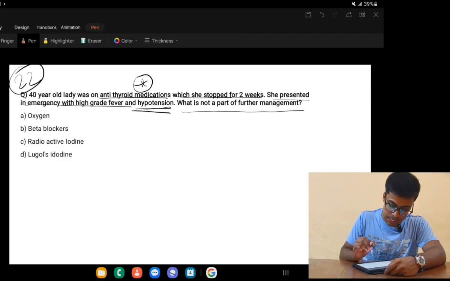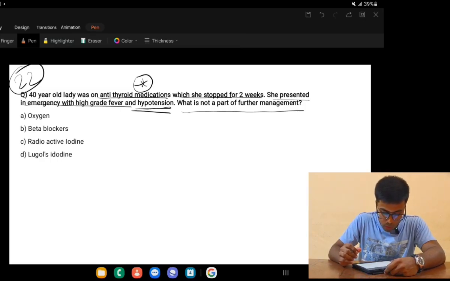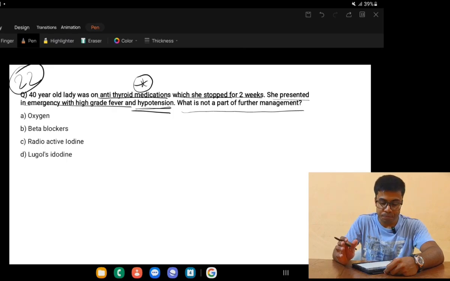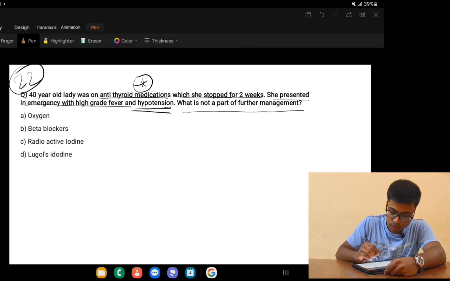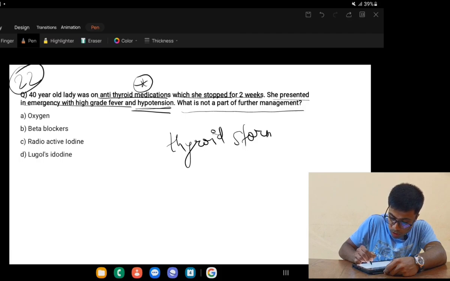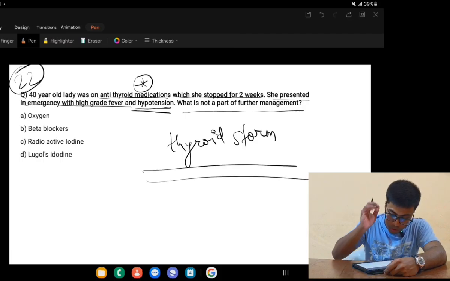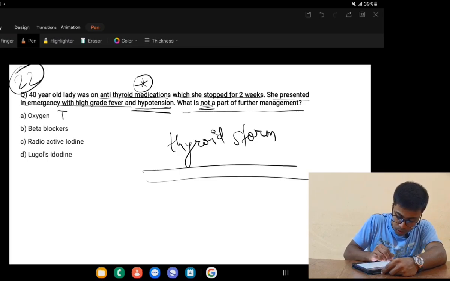Firstly, this is a pharmacology-related surgery MCQ. Why am I saying this is a surgery-related MCQ? Because they can ask this one step ahead question. So this is thyroid storm. In this case you should know the drugs, so which is not a part of it. Oxygen: do we give oxygen in thyroid storm cases? Yes, it is possible.